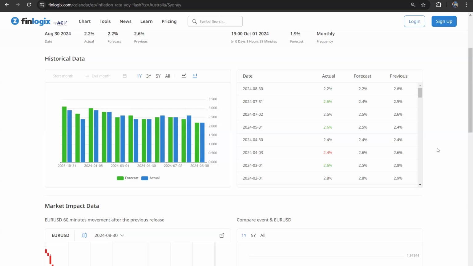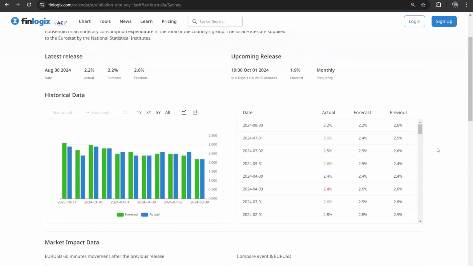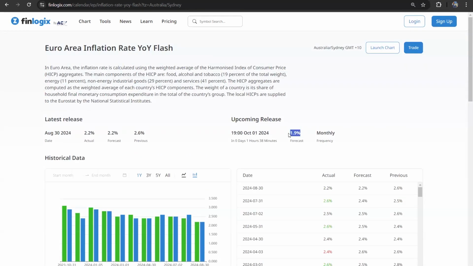What I'm expecting from the Eurozone is lower to somewhat as expected, as forecasted. So if the forecast is 1.9 at this instance, as we can see here, I'm expecting somewhere between 1.9 to 1.8. Okay. The reason being is, yes, the people in Europe are sort of having more money to spend in some instances, but they are not doing it.